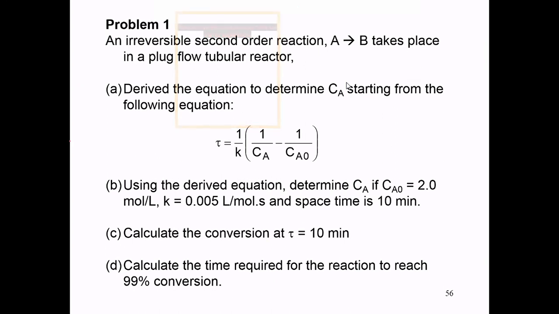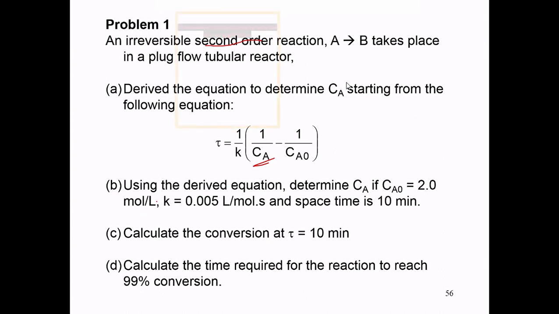Okay, problem 1. An irreversible second order reaction, so the dimension is second order, A to B, takes place in a plug flow tubular reactor. Derive the equation to determine CA, starting from the following equation. So basically, you just need to solve for CA in this equation.